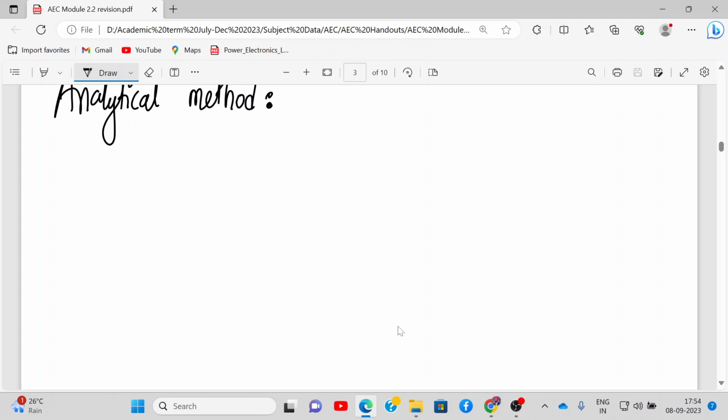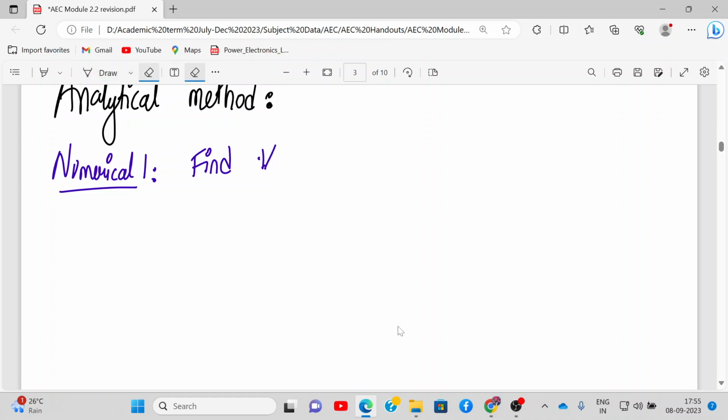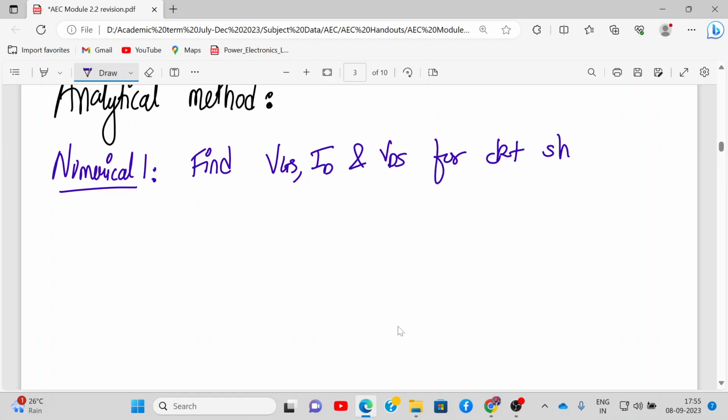So can we start with the numerical now for this depletion type voltage divider biasing? Yes or no? Yes, sir. Okay. So let's start with numerical number 1. Find VG, find VGS, ID and VDS for the circuit shown below.